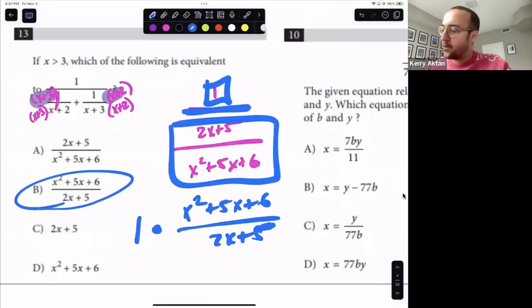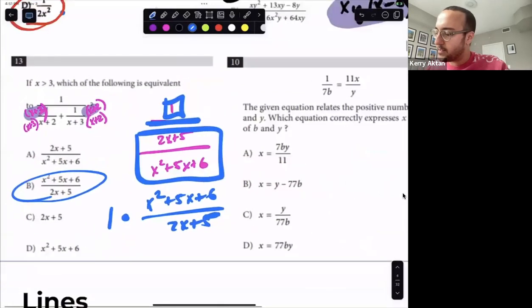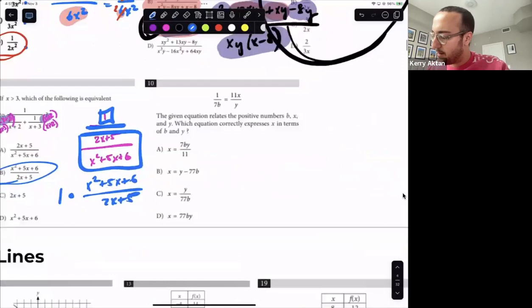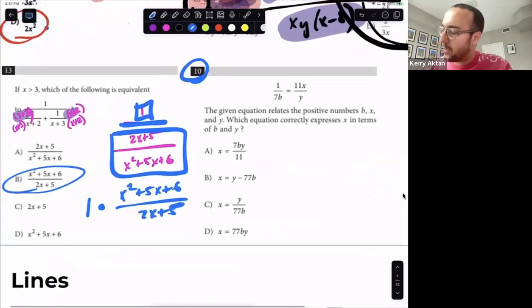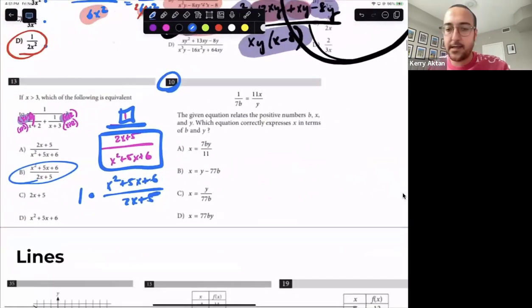10 seconds left here to ask any questions or any concerns, and I'm moving to number 10. If you want to get started on 10 now, go ahead. Last skill with fractions, I believe.